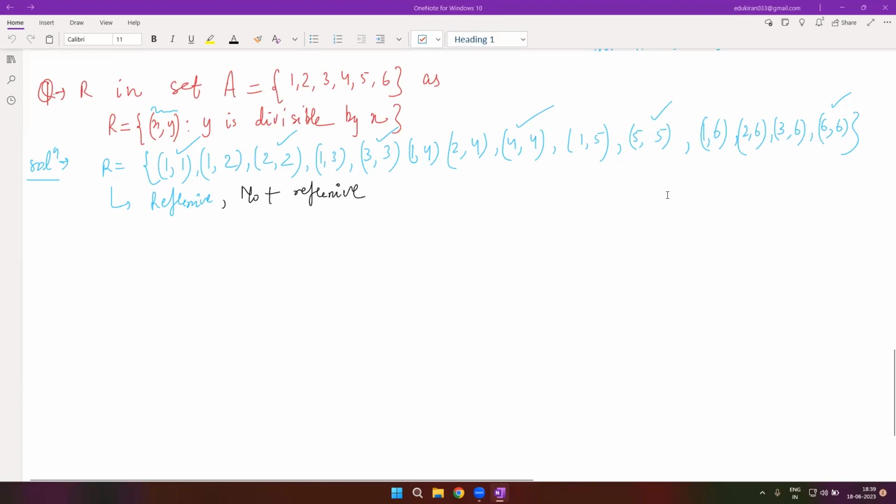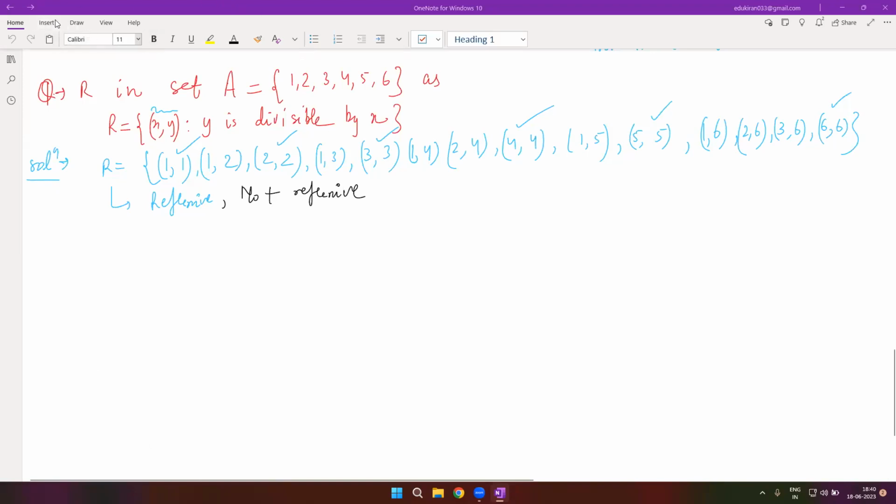So yes, we were discussing this question. Can you answer whether this is reflexive, symmetric, or transitive or not? So this is clearly reflexive, right? Because this relation is formed on the set A, 1, 2, 3. It consists of 1, 2, 3, 4, 5, 6. So we can call this relation reflexive if it contains 1, 1, 2, 2, 3, 3, 4, 4, 5, 5, 6, 6, right? It does contain all the pairs 1, 1, 2, 2, 3, 3, 4, 4, 5, 5, 6, 6. So hence this relation will be reflexive.